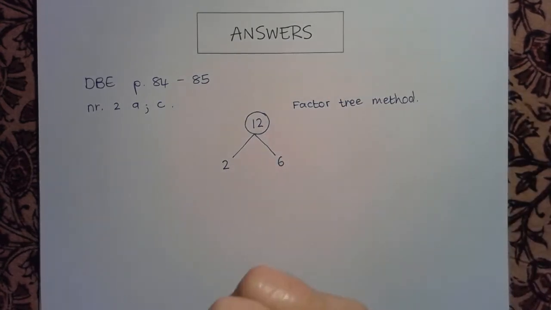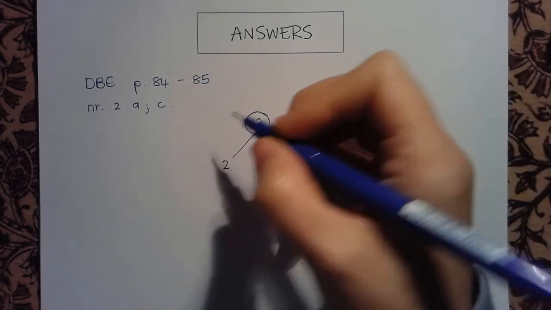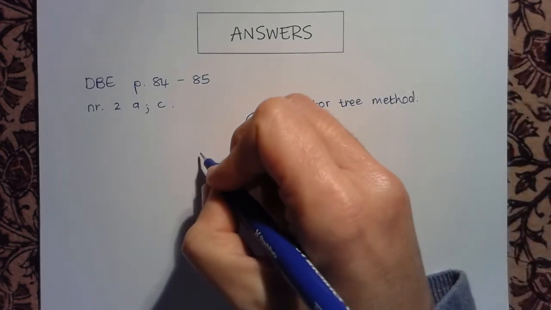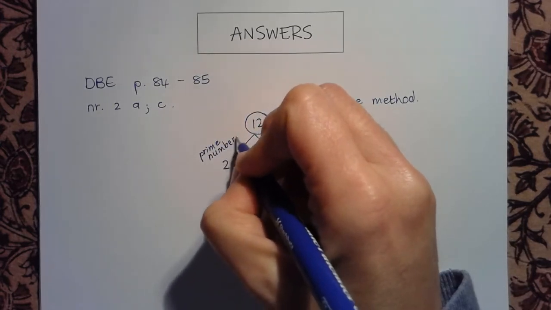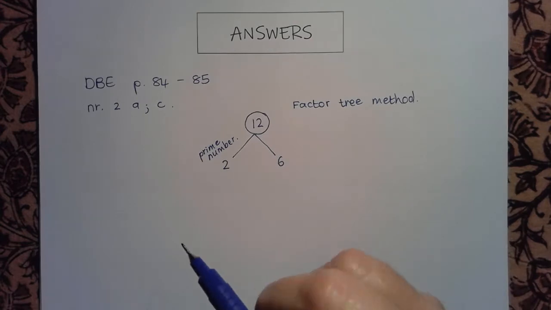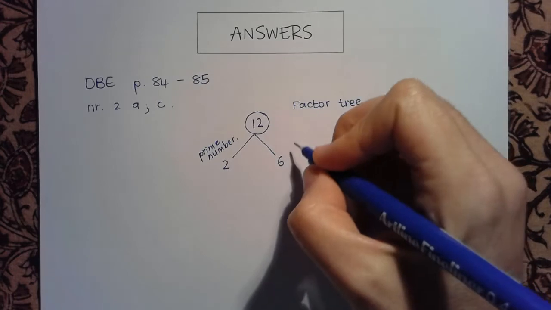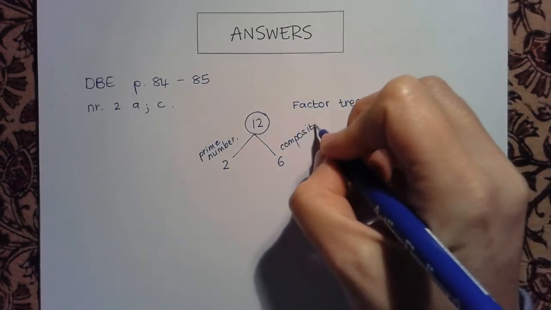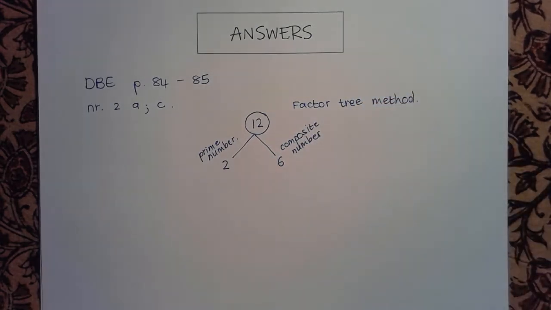So if I look at 2, is 2 a prime number or not? And remember, if you can't remember what prime numbers are, go back to the lesson where I explained it to you. Okay, so 2 is a prime number because it only has two factors, 1 and itself. If you look at 6, 6 is not a prime number. It is a composite number, because it has more than two factors. So we can break up 6 again.